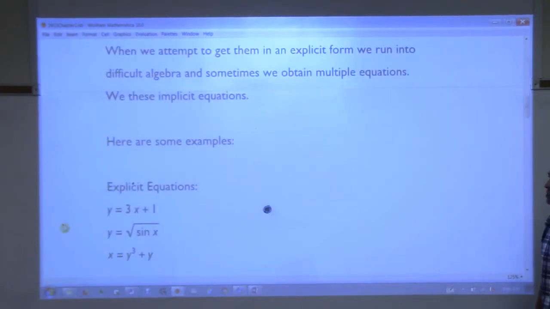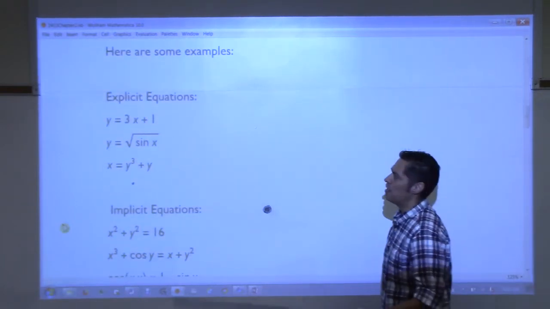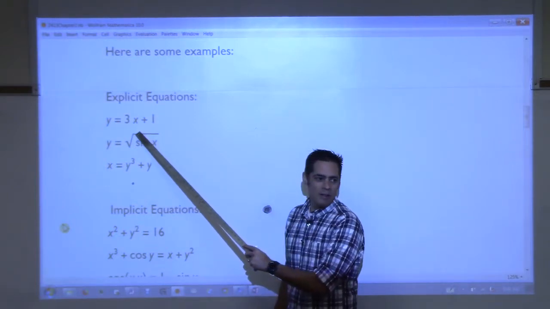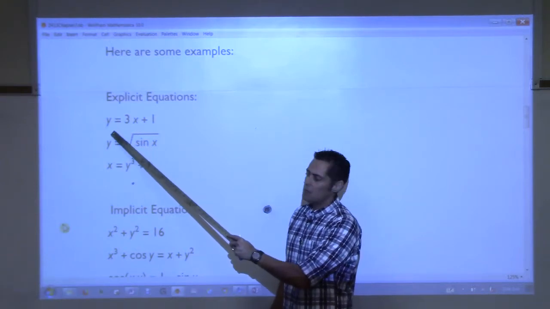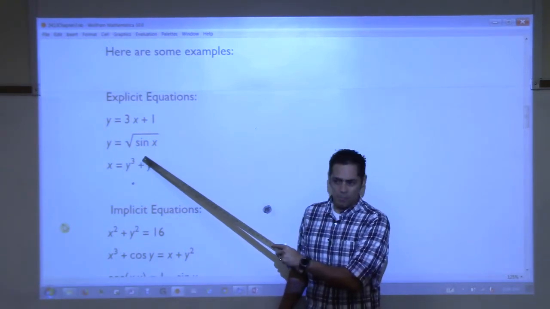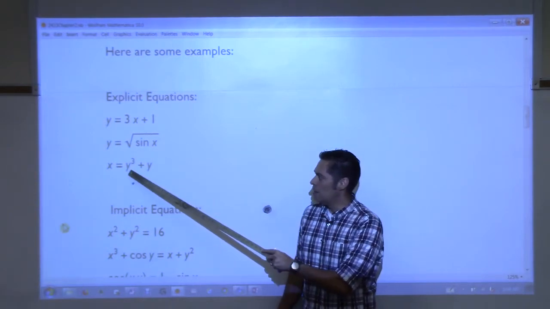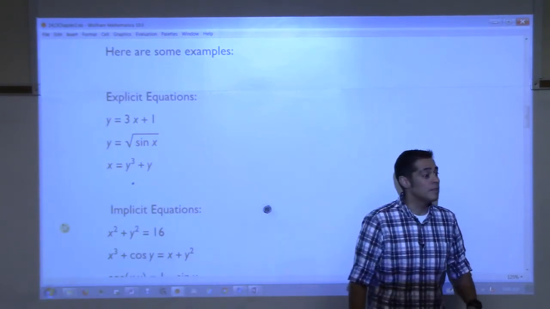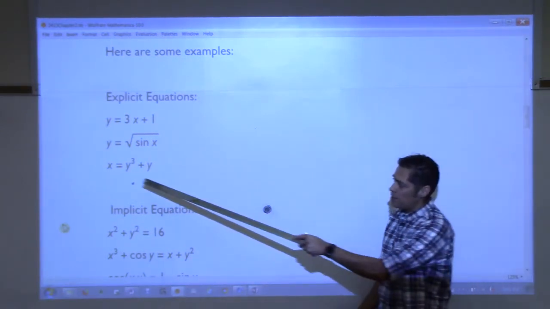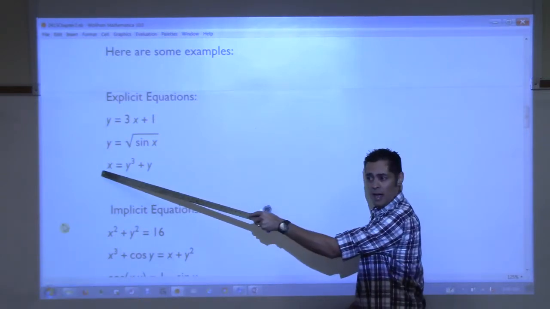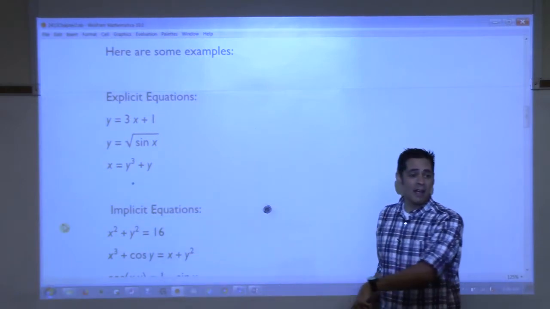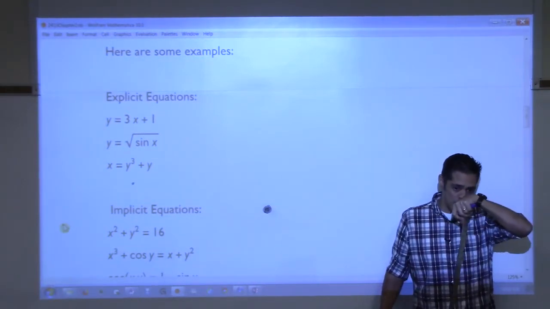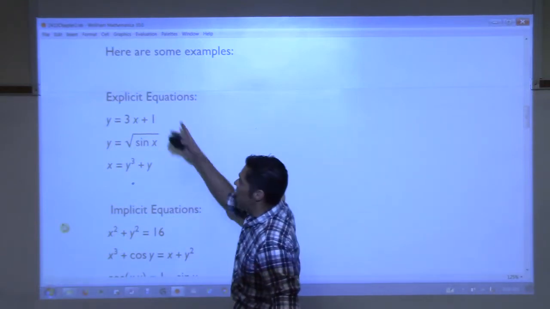Here are some examples. Explicit equations: y equals 3x plus 1. That's a line, standard college algebra, and that's explicit. We can solve for y. Y equals square root of sine x is an explicit equation. We can solve it for y. This one right here is also an explicit equation. It's not solved for y, but it's solved for x, isn't it? We can get x in terms of y. You give me y, I give you x. So it doesn't have to be y that gets isolated. It can be any single variable. If you can isolate a single variable, we call it an explicit equation.